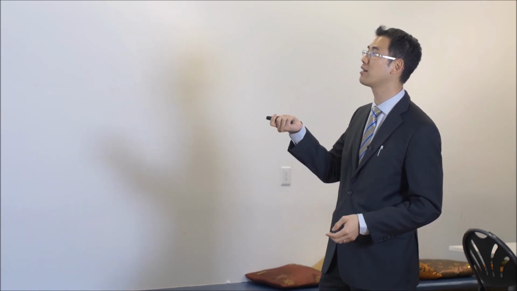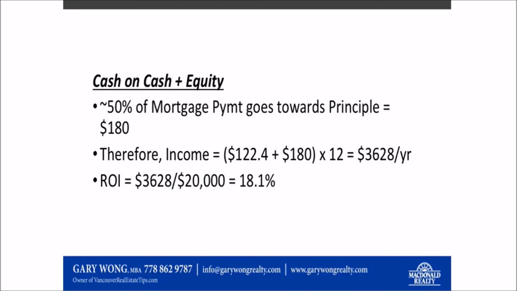So here's how you calculate it. I actually have a spreadsheet that goes into a lot more accuracy on this, but it's about 50%. So let's say 50% of the mortgage payment goes towards the principal, and the mortgage payment is $360 here. So $180 goes towards the principal. So remember our income was $122 a month. Then we add the $180 of equity. And that's per month, right?